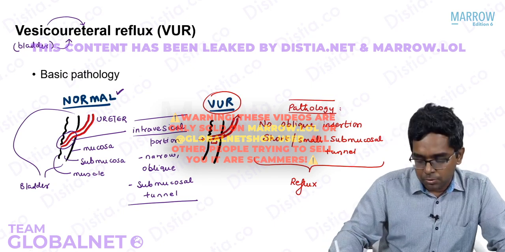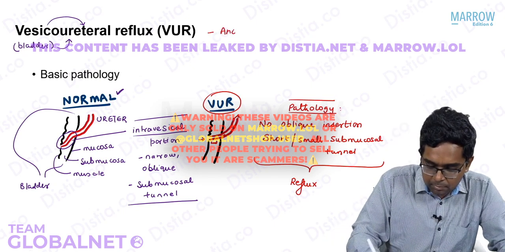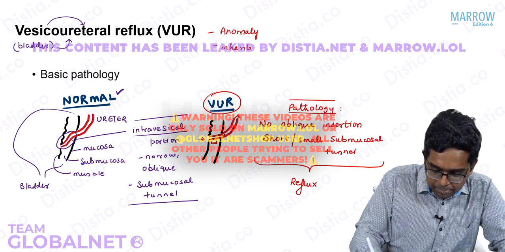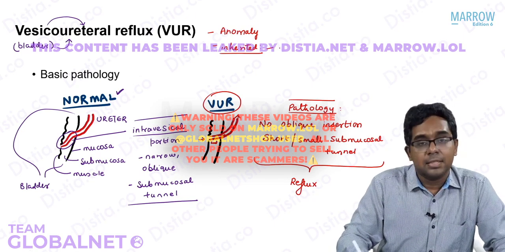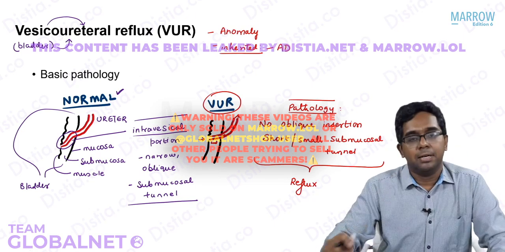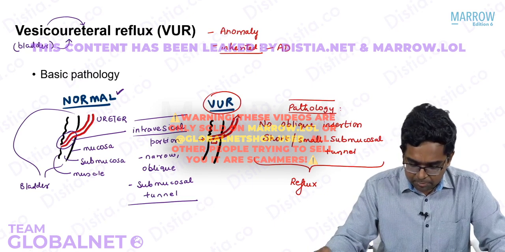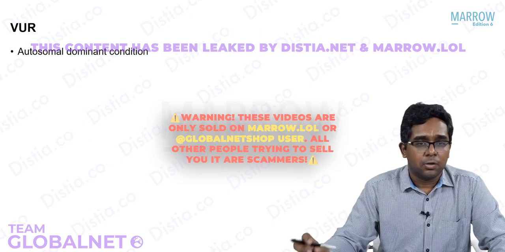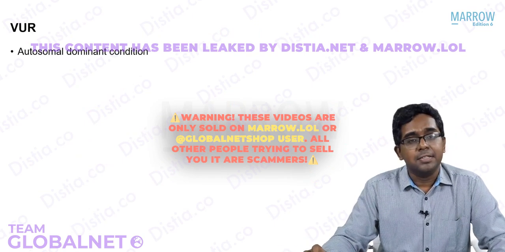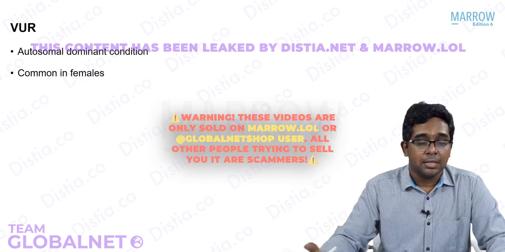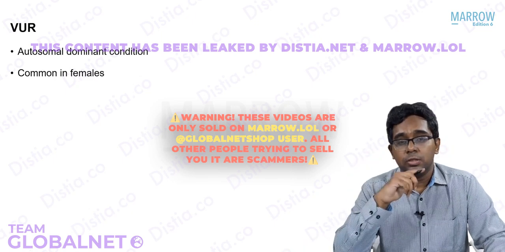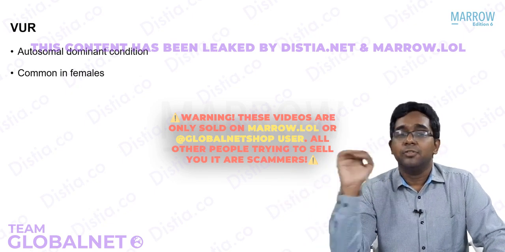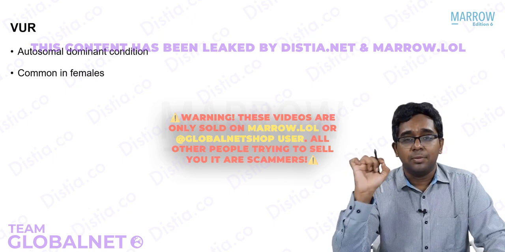It usually occurs as an anomaly, but can be inherited also, and the usual mode of inheritance is autosomal dominant. So that is about the introduction to vesico-ureteric reflux. As I said, it's an autosomal dominant condition, and second, it is more common in females when compared to males. In comparison, remember, posterior urethral valve occurs only in males, whereas VUR is more common in females. And this is a very, very important point.